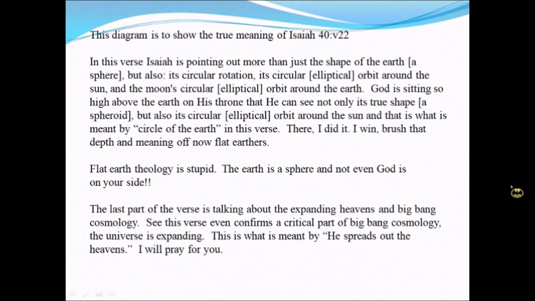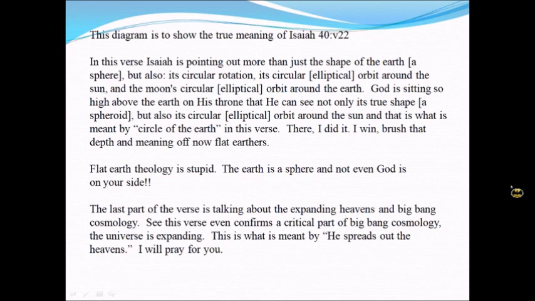Next slide. This diagram shows the true meaning of Isaiah 40, verse 22. Isaiah is pointing out that the shape of the earth is a sphere, that it has a circular rotation, a circular orbit, and the moon has a circular orbit around the earth. God is sitting so high on his throne that he can see the true shape of the earth, a sphere, the circular orbit around the sun, and that is what is meant by the circle of the earth in that verse.